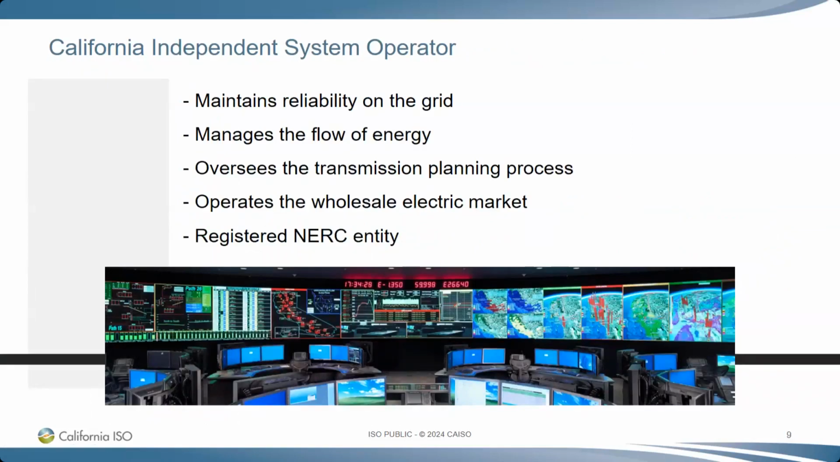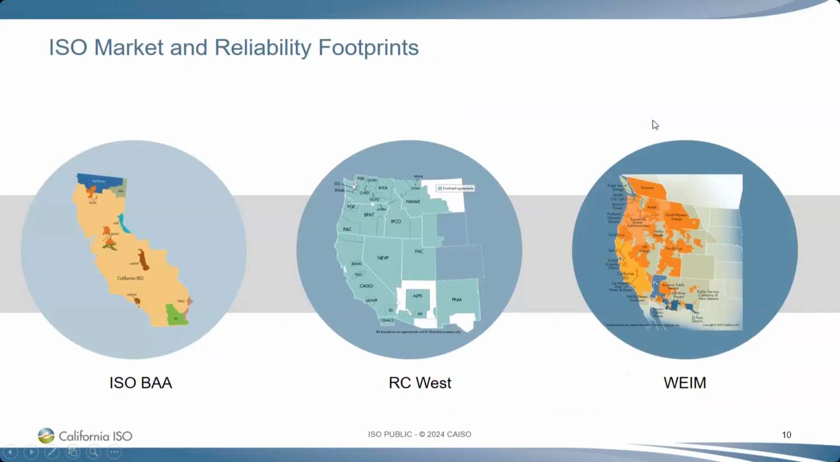So, the California ISO is responsible for maintaining reliability on the grid. We do that through being the ISO as well as in an RC role. We manage the flow of energy. We oversee the transmission planning process, which has become quite robust, and there is a lot of information on that for anyone who's interested. We operate the wholesale electric market, and we're registered as a NERC entity. We say this to make sure you understand the totality of what we do. There are a lot of other details that are part of that, but it also gives you an idea of where our footprints lie.